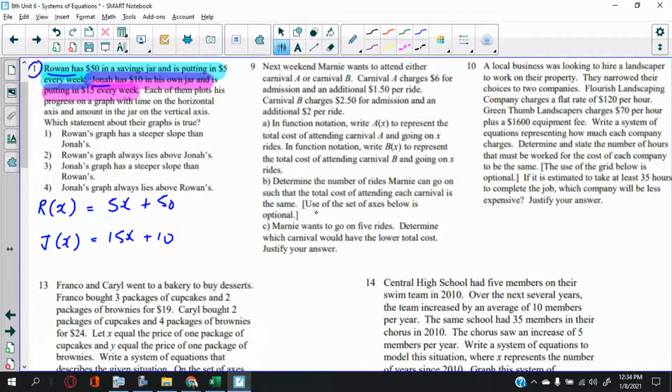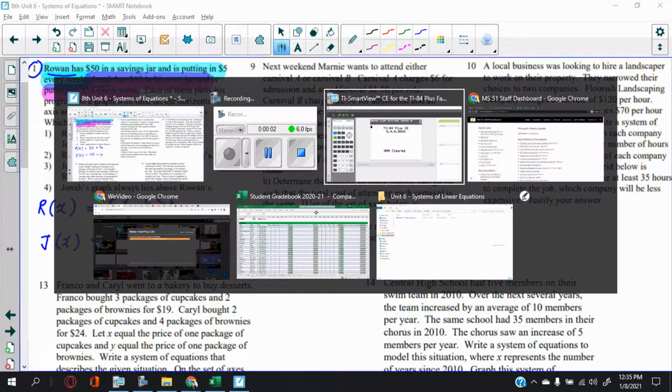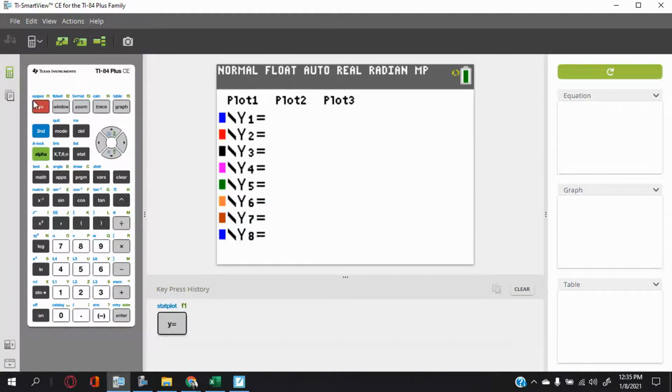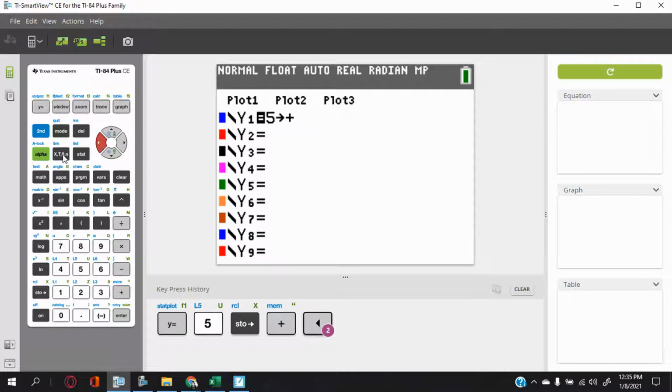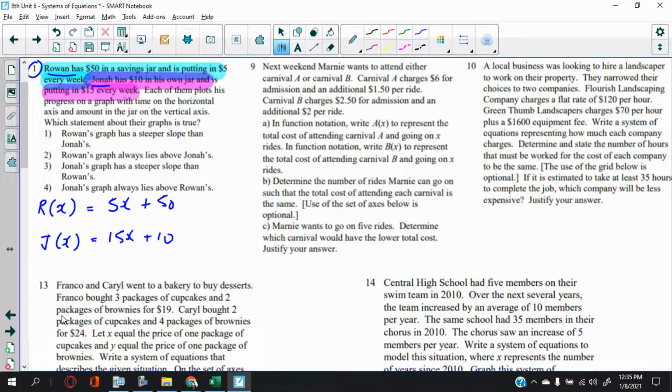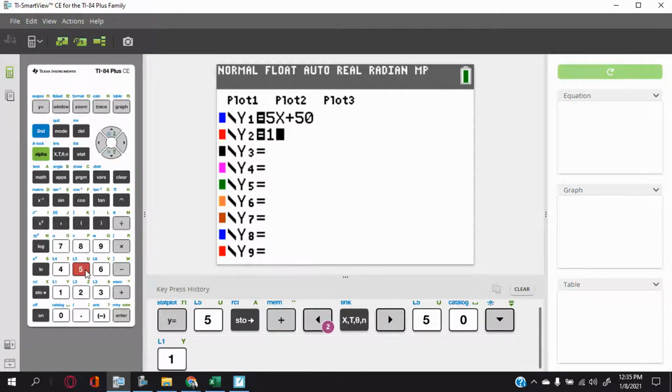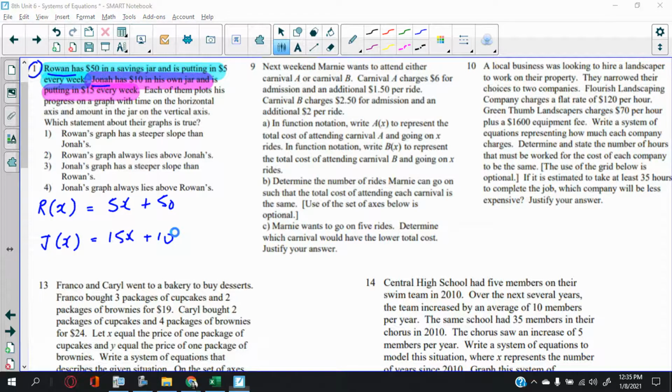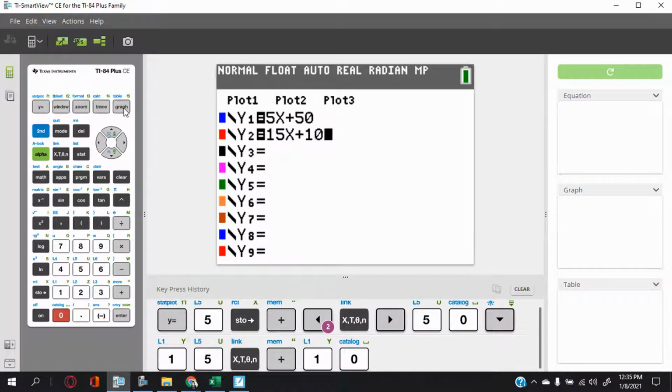So that said, let's put this into the calculator. So let's see. Y equals 5x plus 50. What did I do? 5x plus 50. And the other one is 15x plus 10. Is that right? Yep. Okay. And I'm going to just graph it.